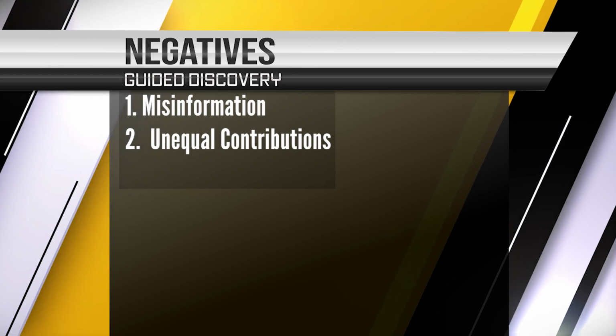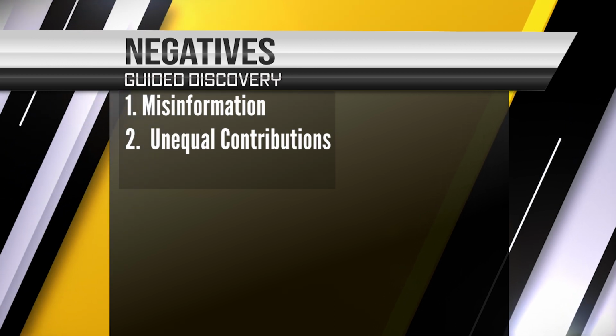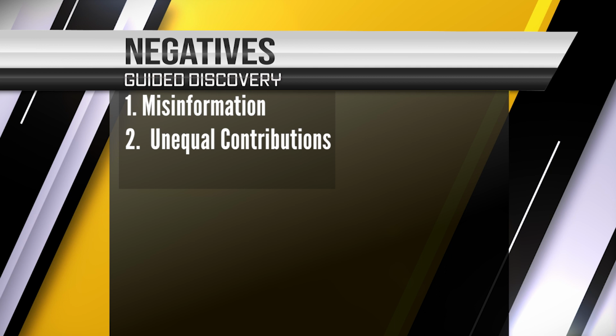Negatives include misinformation, so if the student does not have the proper guidance and knowledge from the teacher, they may be giving wrong feedback to the doer. And unequal contributions, where some students may be sitting out a bit more or observing rather than actually providing good quality feedback.